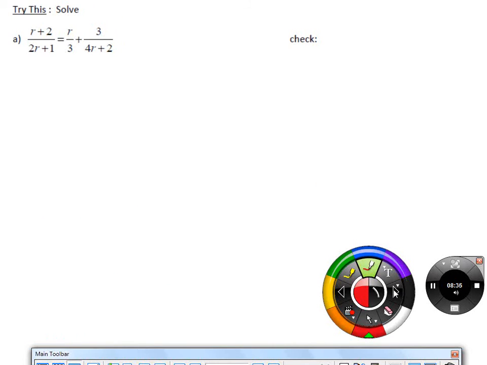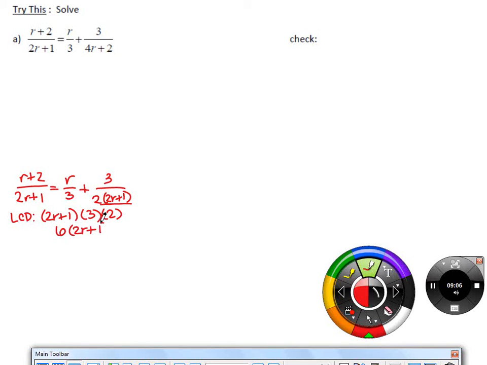Okay, so looking at the try this problem, let's go ahead and rewrite the problem with factored denominators. They all look good except for the last one's not factored. I can factor a 2 out of that, and it'll leave 2r plus 1. So for my LCD, from the first fraction, I need a factor of 2r plus 1. From the second one, I need a factor of 3. And then from the third fraction, I need 2r plus 1, which I already have, and a factor of 2. So my LCD is going to be 6 times 2r plus 1.